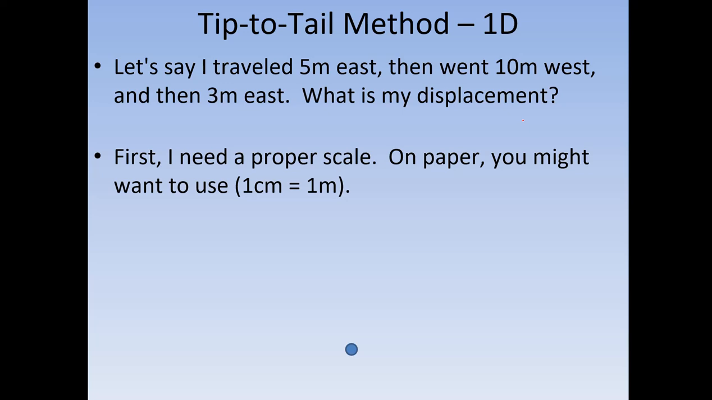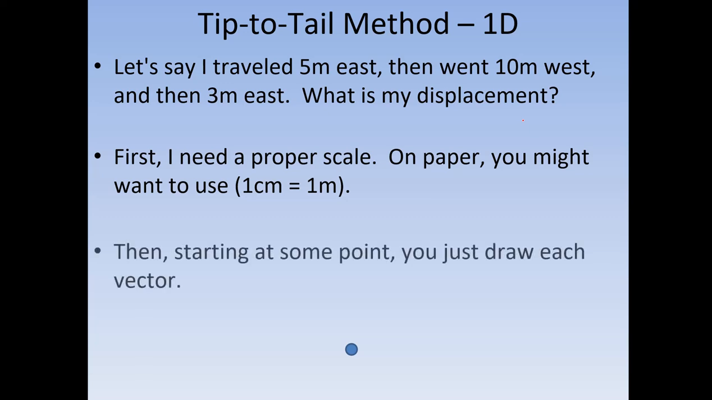First thing that you have to do when you do tip to tail is you have to come up with a proper scale. So you have to figure out, 1 centimeter represents how many meters. One example you could do is 1 centimeter equals 1 meter. If the values are too big and that doesn't fit on your paper, you can go somewhere up to 1 centimeter equals 2 meters, 1 centimeter equals 5, something like that. But you always have to figure out what scale works, and you have to notate it somewhere in your diagram so someone can actually do that conversion and trace out what you're doing.